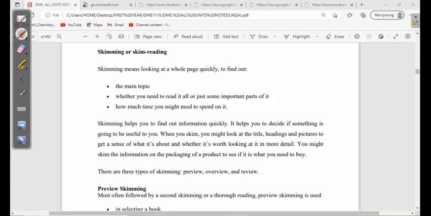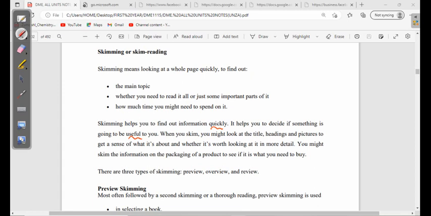So skimming helps you to find out information quickly. That is for a quick search of information. For example, they've given you a research task to do and you want to find out information quickly for that research. So you're going to use what? Skim reading. It helps you to decide if something is going to be useful to you. Imagine you just hear people praising this book and you want to see if it is going to be useful for you. So you use skim reading.